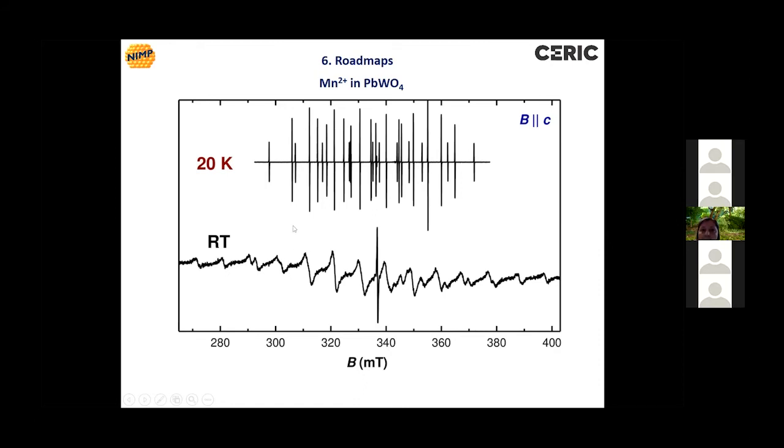So even for very complicated spectra, you just have to follow some rules and work a lot. Or if you have some idea about your system, you can just try with some simulations and hope to be lucky.